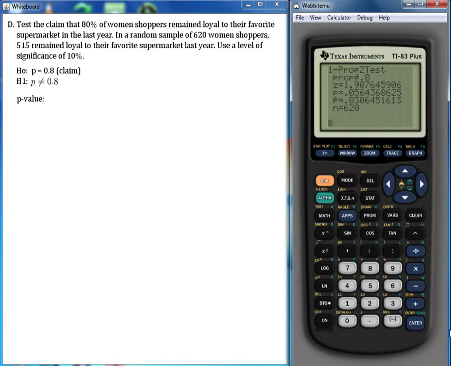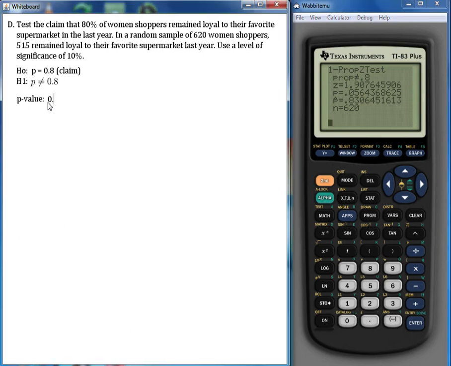and now we get our p-value. The one thing you do want to be careful of is p versus p-hat on the output screen. P is your p-value. It's the same letter that the z-test, t-test, and all the other tests use to represent the p-value. P-hat is just the proportion of women out of the sample who are loyal to their favorite supermarket. So if I took 515 divided by 620, that's what this number is. It's not our p-value. This is our p-value. 0.0564.